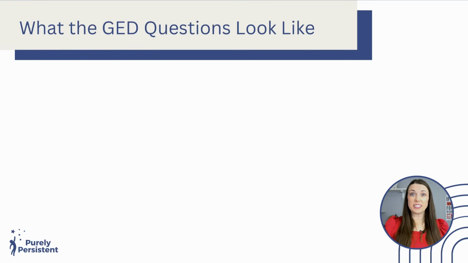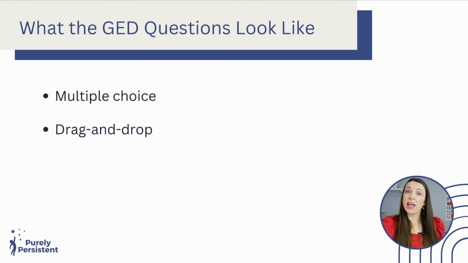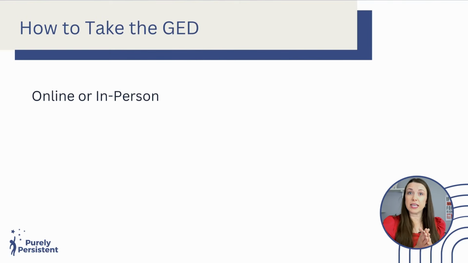So here's what the GED questions actually look like. So multiple choice, and there will usually be about 4 options with your multiple choice. Drag and drop, usually ordering something. And then we also have the extended response. That's on the RLA test, which is basically the essay that you are going to write. So here's how you can take it. You can take it online or else in person.